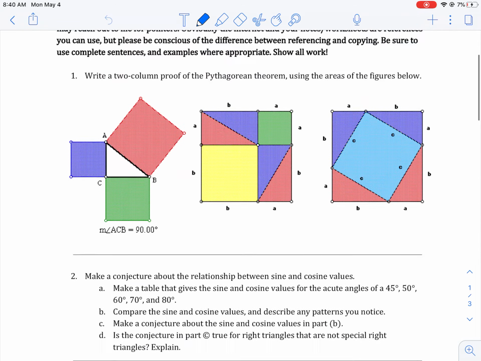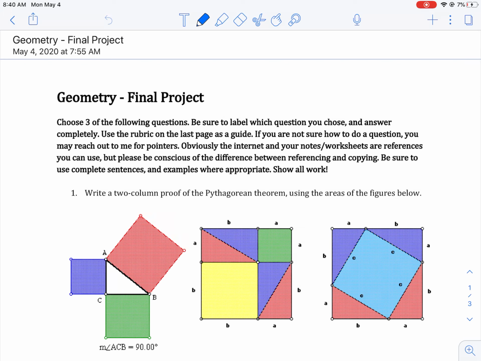You should be using complete sentences, explain your thinking, explain your thought process, show examples, show your trial and error, okay? Show me everything. You have the internet, I'm aware of that. You have notes, you have worksheets. You can absolutely use them as references, but know the difference between referencing and cheating. If I suspect cheating, I will give you a 0, okay?